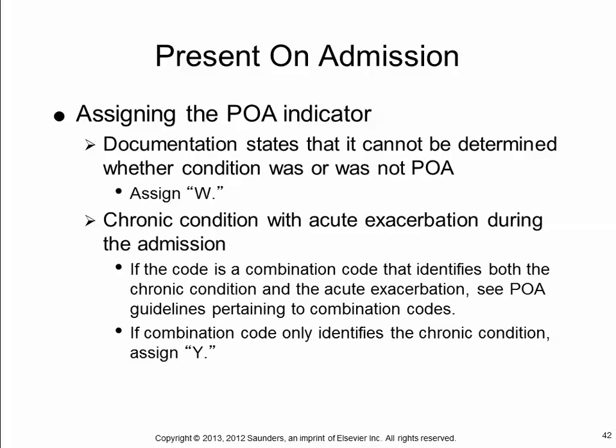Documentation states it can't be determined whether the condition was POA. You assign a W. Only if the documentation states it can't be determined. A chronic condition with acute exacerbation during an admission. So let's say a code is a combination code that has both the chronic condition and the acute condition. You're going to check out the POA guidelines about acute and chronic and combination codes, okay?